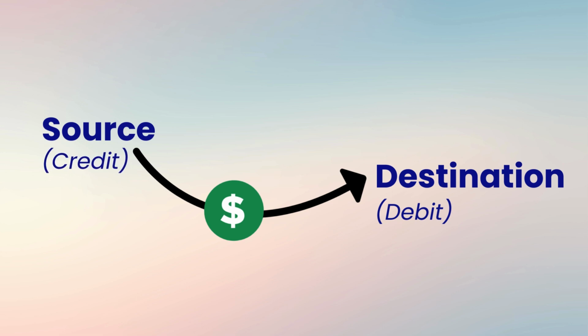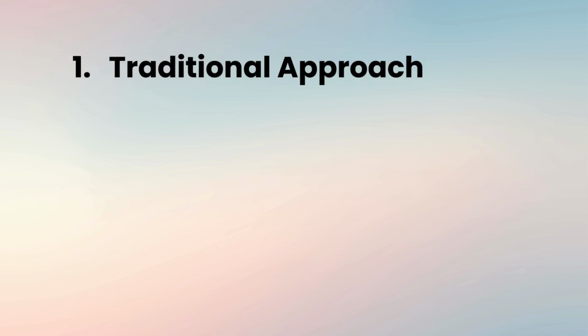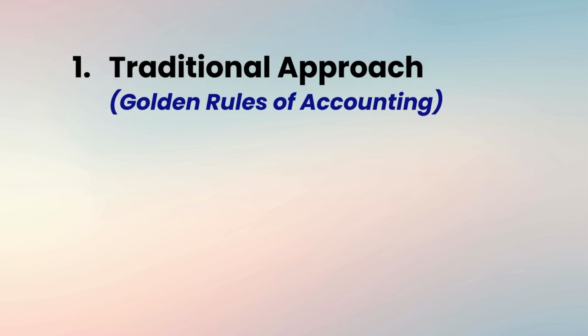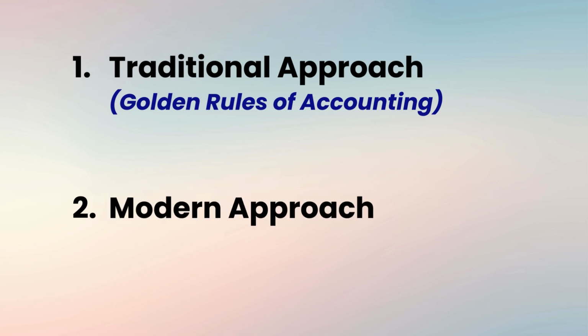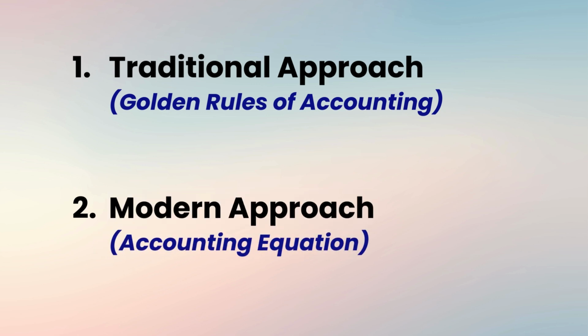In order to make journal entries, there are 2 approaches which are commonly used. First one is the traditional approach, which is based on golden rules of accounting, and the second one is modern approach, which uses the accounting equation. I had briefed the traditional approach in my earlier video on basics of accounting, which may be referred to at the end of this video. Thus, we will discuss the modern approach here, which is much simpler than the traditional approach and very easy to understand.